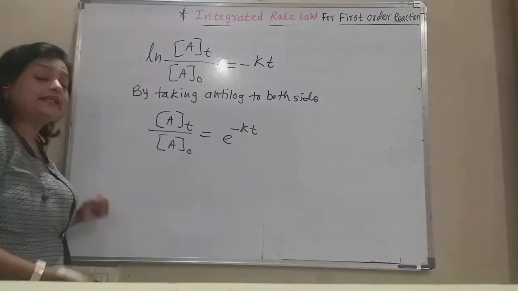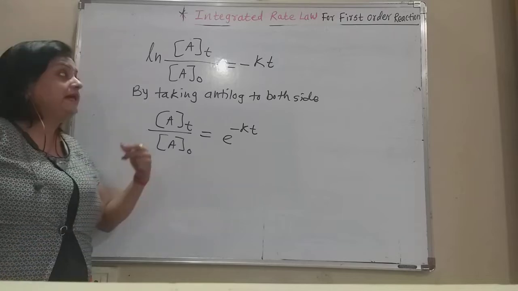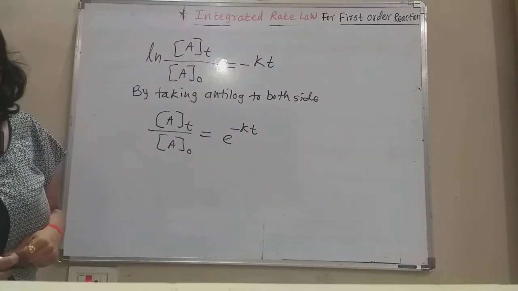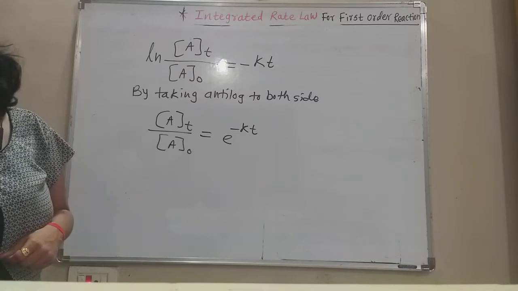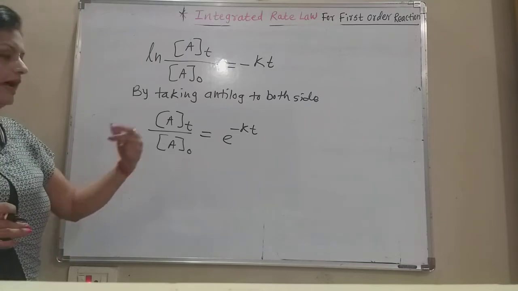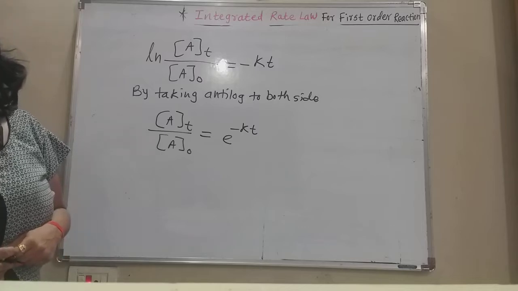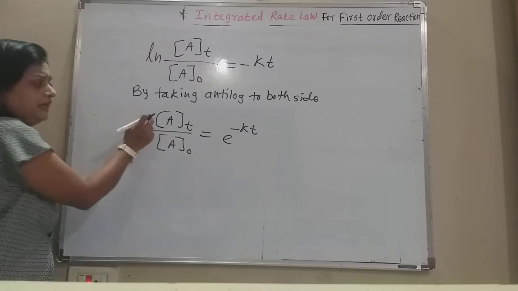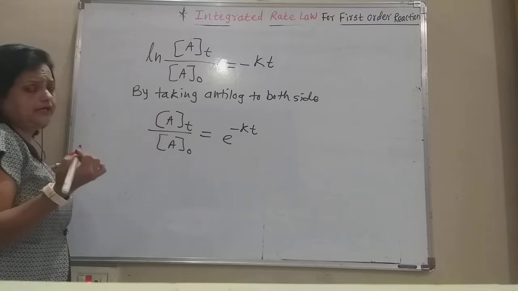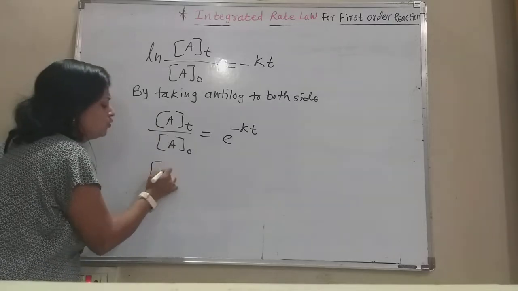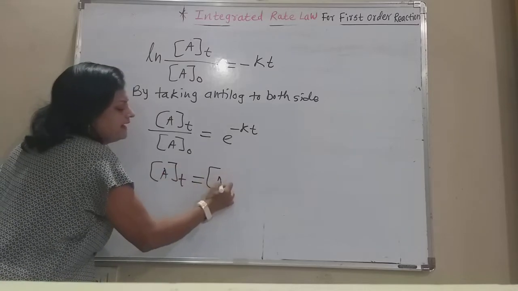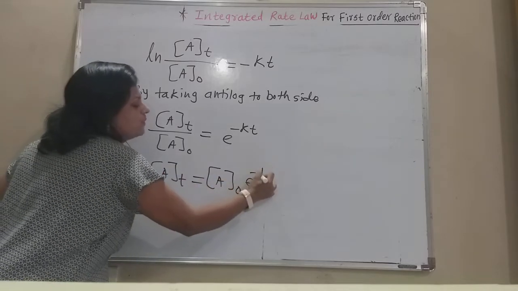Now this is the logarithm rule. By taking the antilog of this minus kt, it becomes e raised to minus kt. In this way, there is the antilog of this. Now this is another form. If we want to calculate the concentration at time t, At, in the problem, then it becomes equal to A0 into e raised to minus kt.